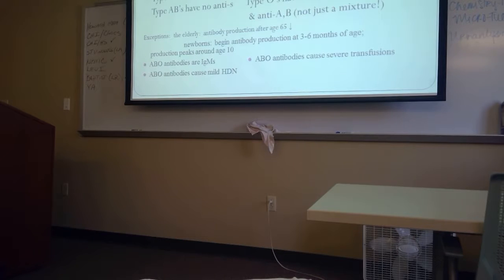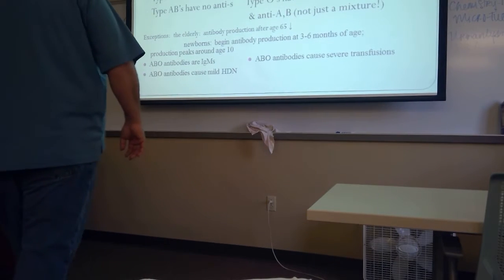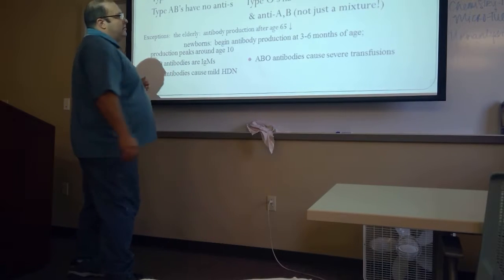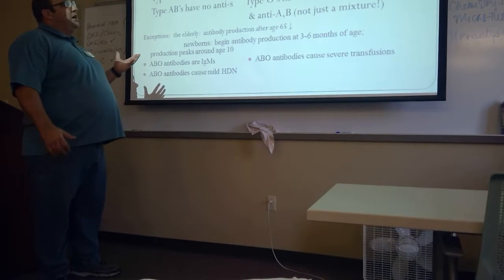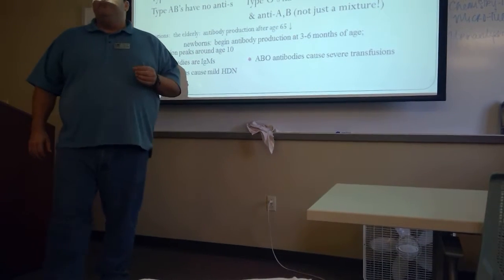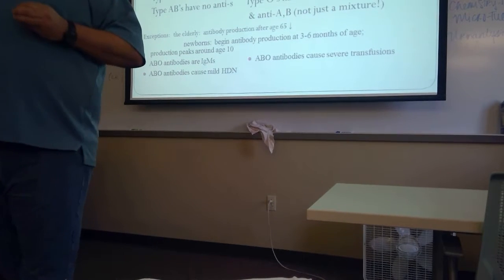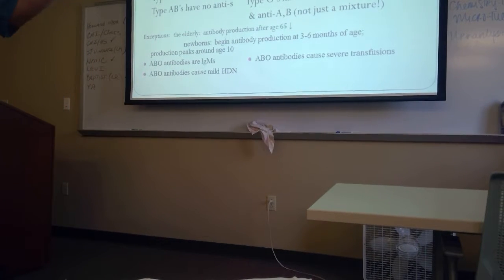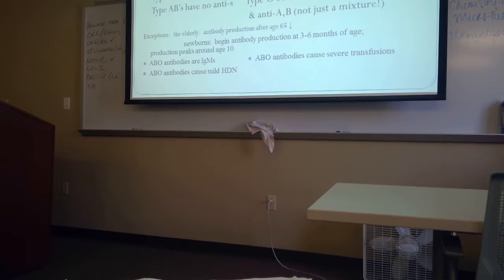Well, the significance of this is that anti-A,B antibody has a tendency to be IgG, which means it can cross the placenta. So what you will see is if you have a type O mother who has a type A baby, that anti-A,B will cross the placenta and attack the blood of the baby because it has the A antigen.